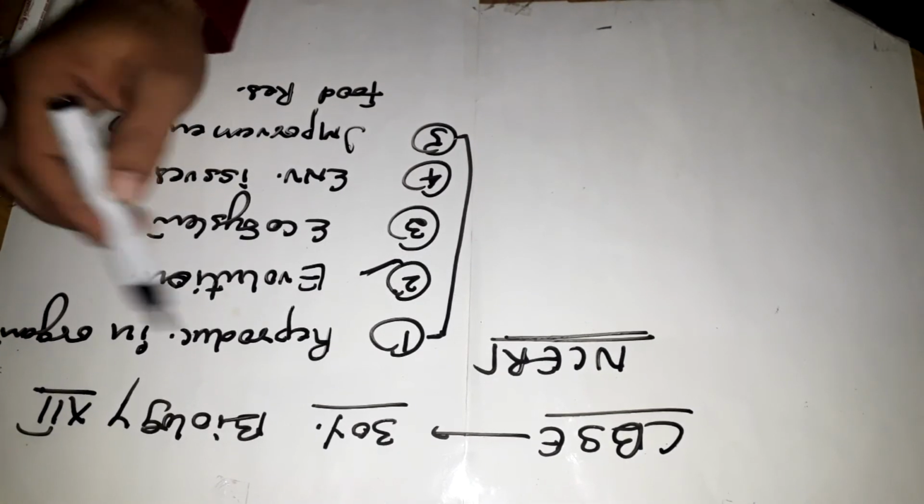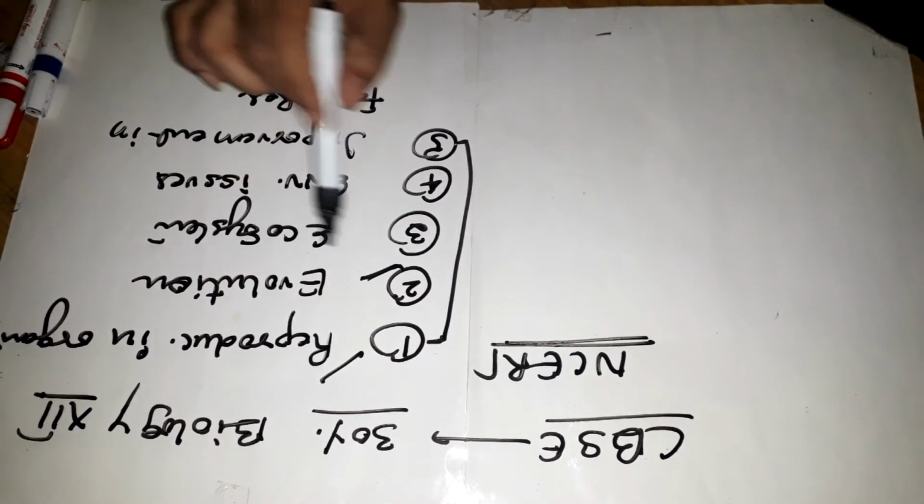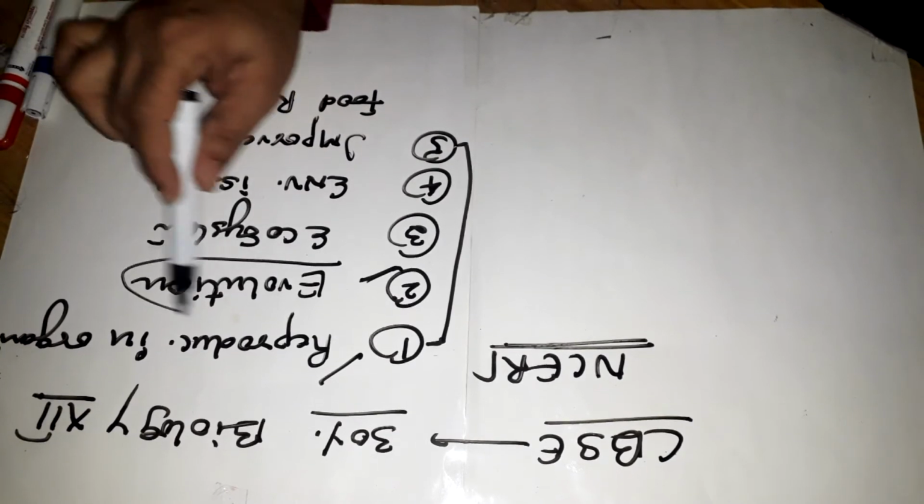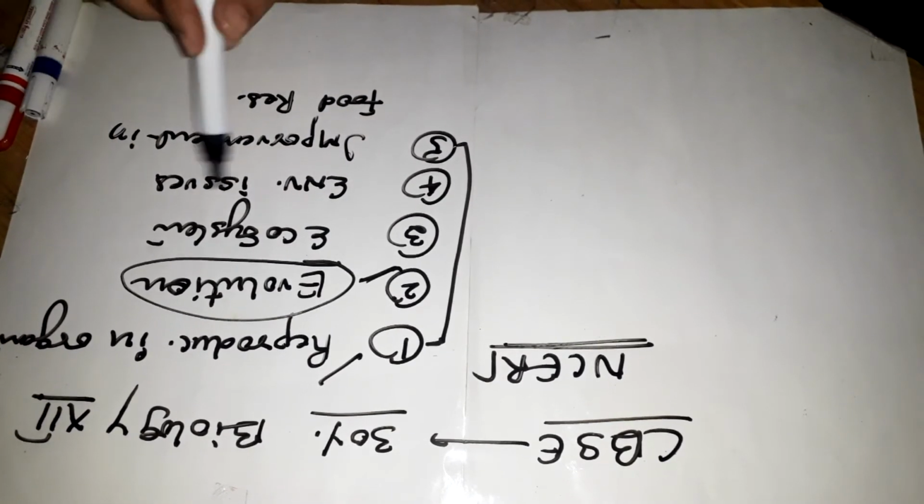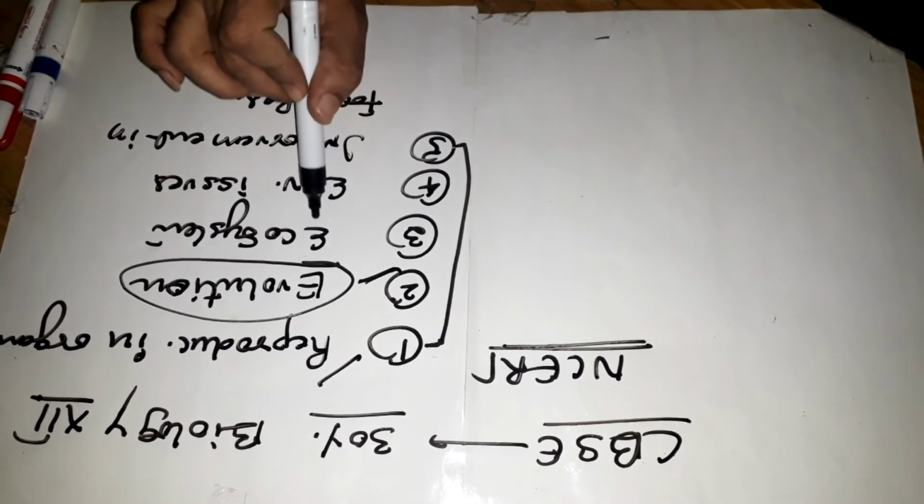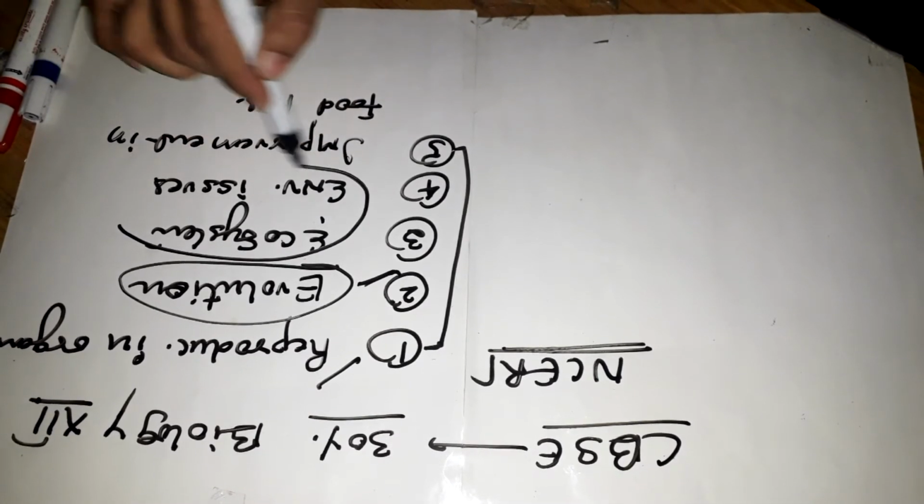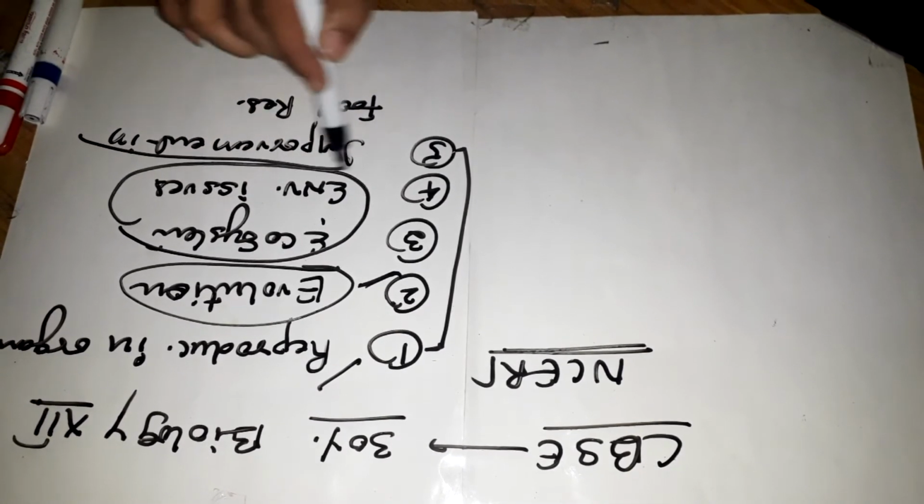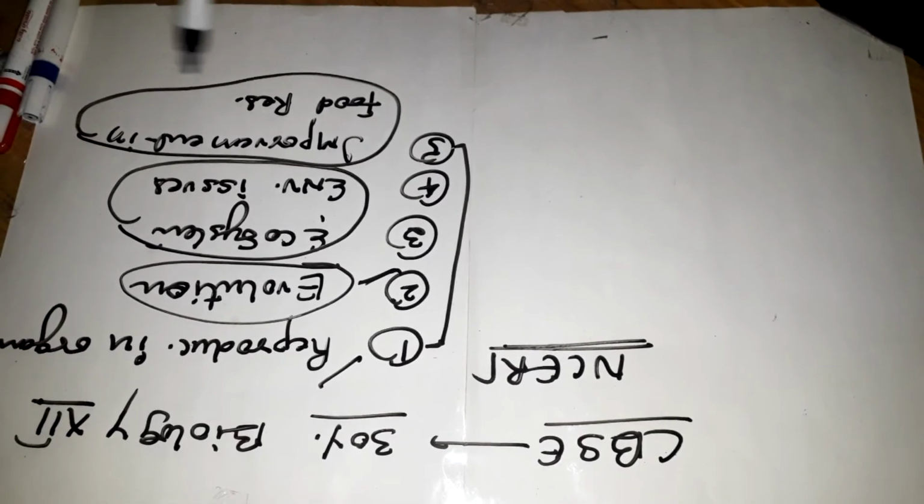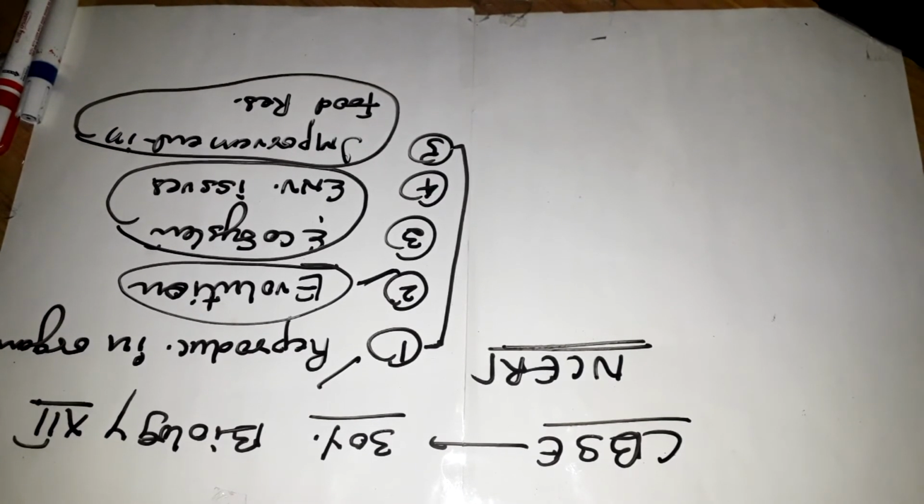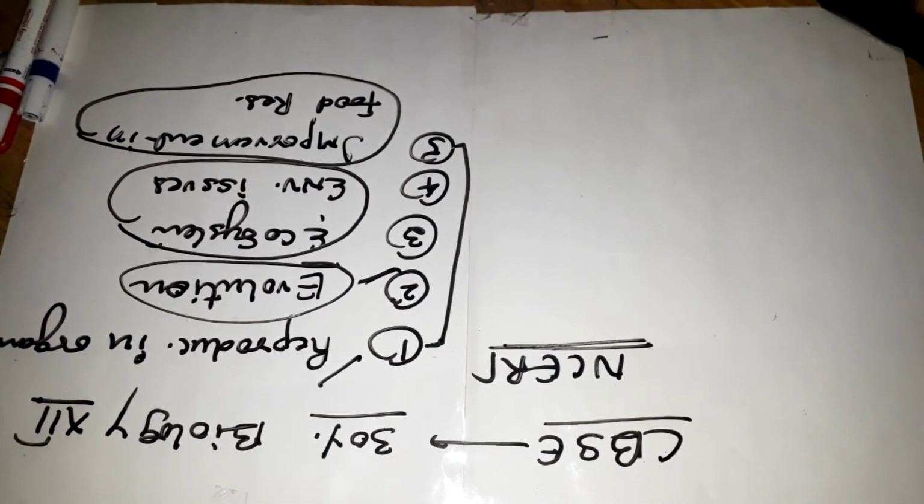First is reproduction in organisms, maybe the first chapter of the first unit. In the second unit, evolution after genetics is deleted. Next, in the last unit, ecosystem and then environmental issues are deleted, and improvement in food resources is deleted. So these are the chapters deleted by the CBSE for the 12th.